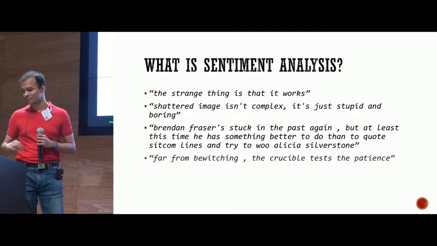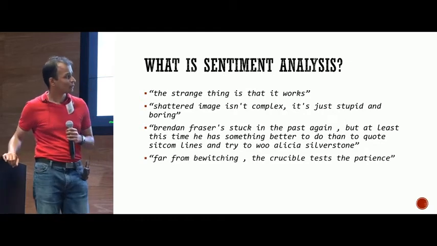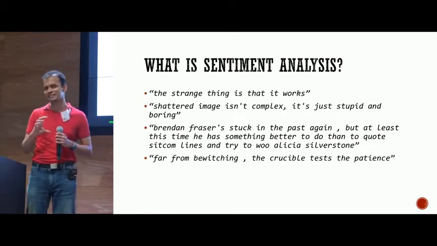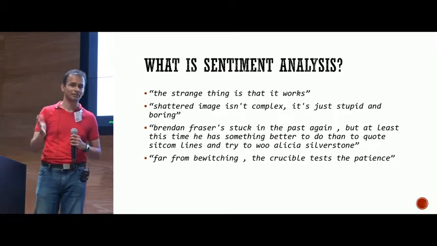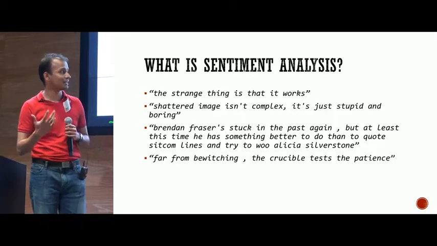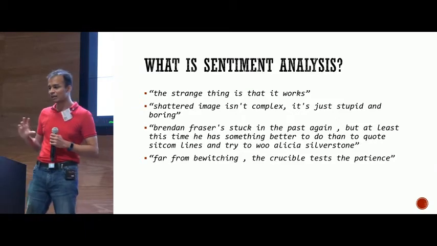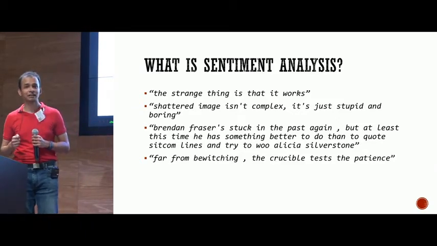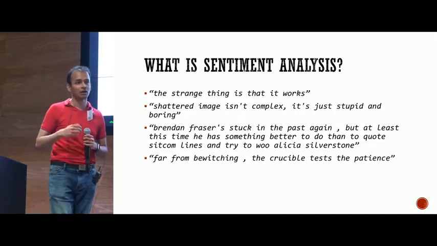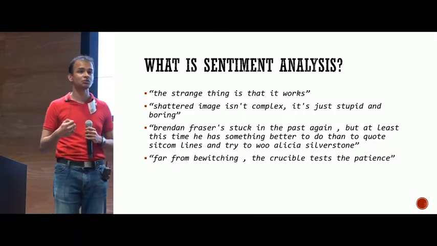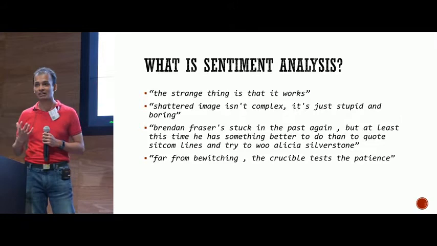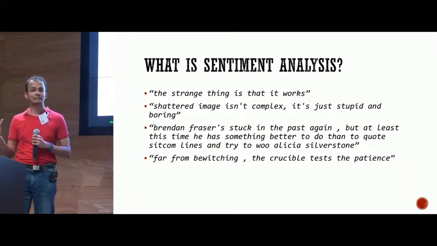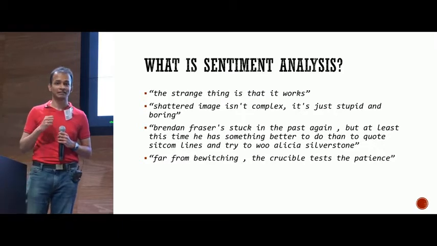Let's move on. So there's a fourth one. So far from bewitching, the crucible tests the patient. So this is kind of, again, here and there, but this is actually negative. These are all types of texts that we are trying to deal with and figure out what is happening. What is the user or what is the text trying to convey, and how can we automate this? And these are the reasons why we want to actually understand sentiment analysis.